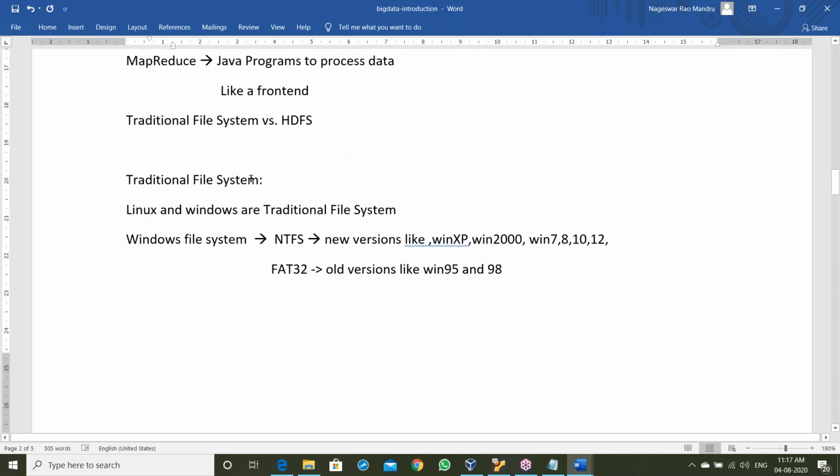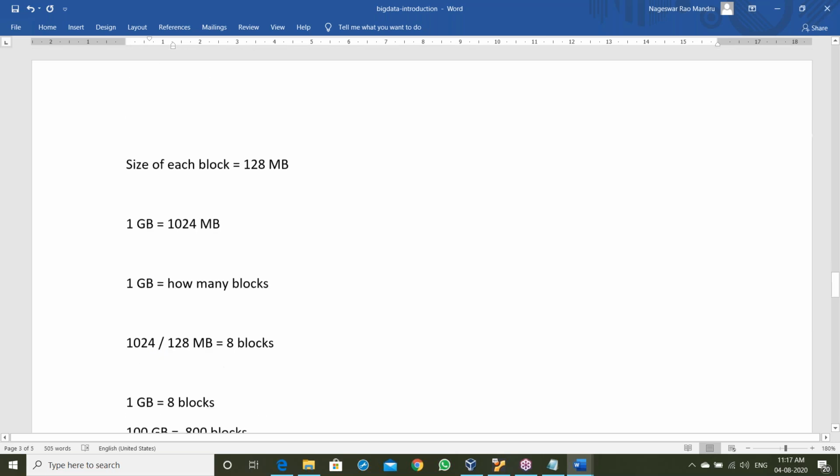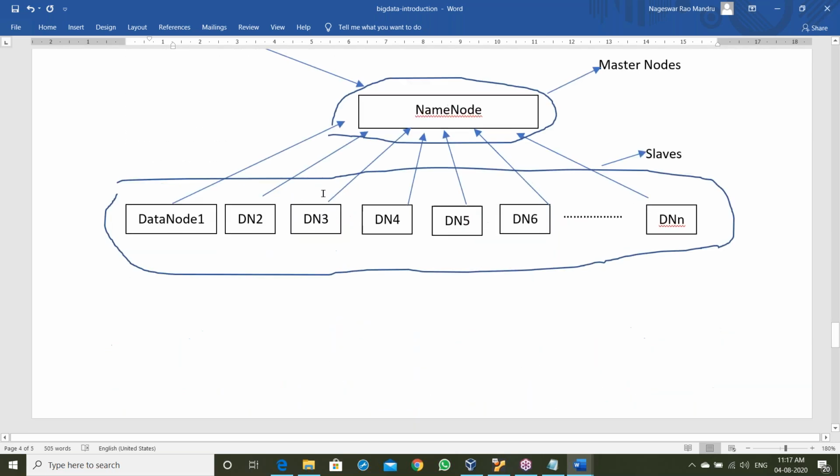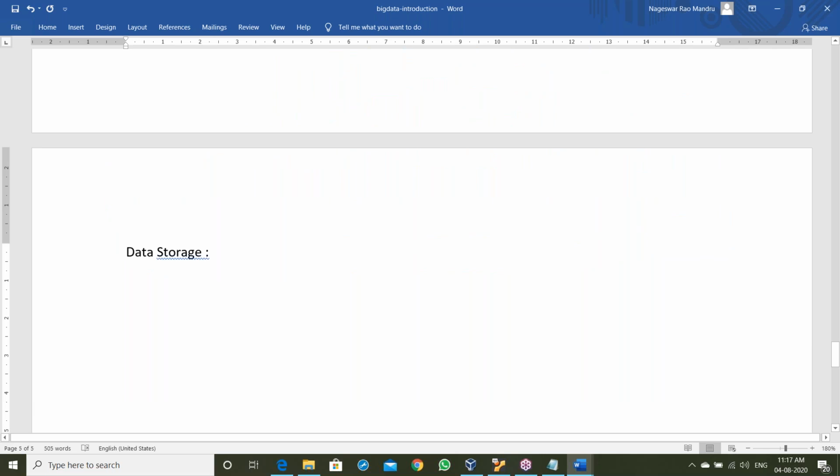Till now, it was just an introduction: what is Hadoop, what is DFS, what is master and slave. We will discuss this cluster and its internal architecture very clearly later. We have a separate topic on this, so I'll explain it later.